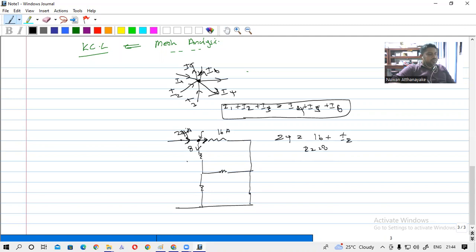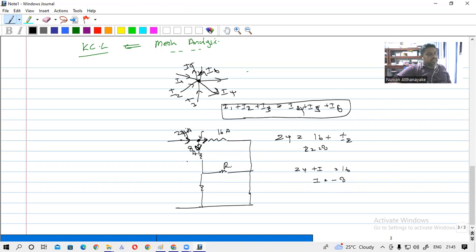If you take this as the input current, then 24 plus I is equal to 16, then I is equal to minus 8. That means it is actually going out of the point. So you can consider any direction in any way, but you can get the same answer. If this is 16, then this will be 8 ampere.